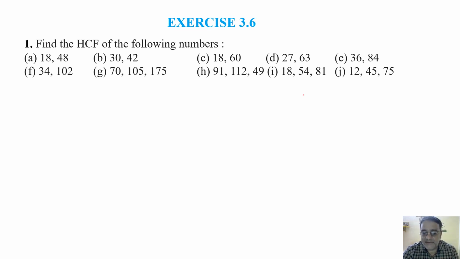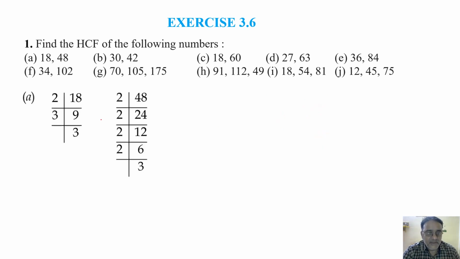First we will find the prime factorization of 18. 18 divided by 2 is 9. 9 divided by 3 is 3. Okay, 3. Now 48. 48 divided by 2 is 24. Again divided by 2, 12. Again divided by 2, 6. Again divided by 2, 3. Stop. Okay, so we got the prime factorization.